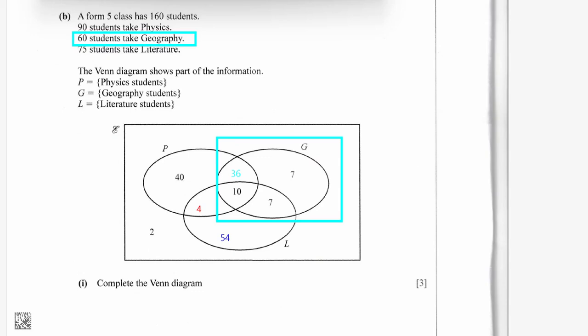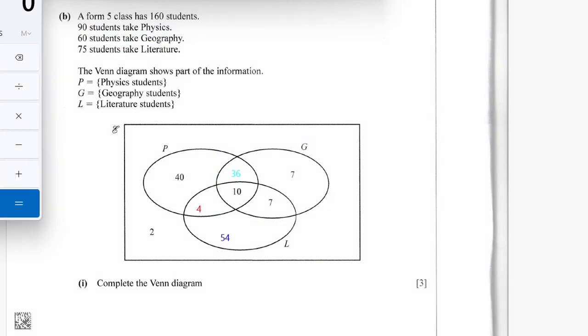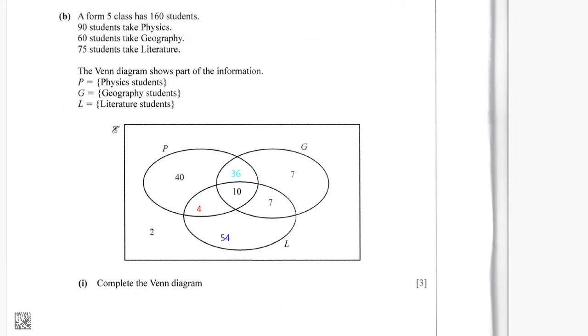And then overall, if you add every given number, which means 40 plus 4 plus 10 plus 36 plus 7 plus 7 plus 54 plus 2, this should give you a total of 160 students, and boom, we found the correct solution.